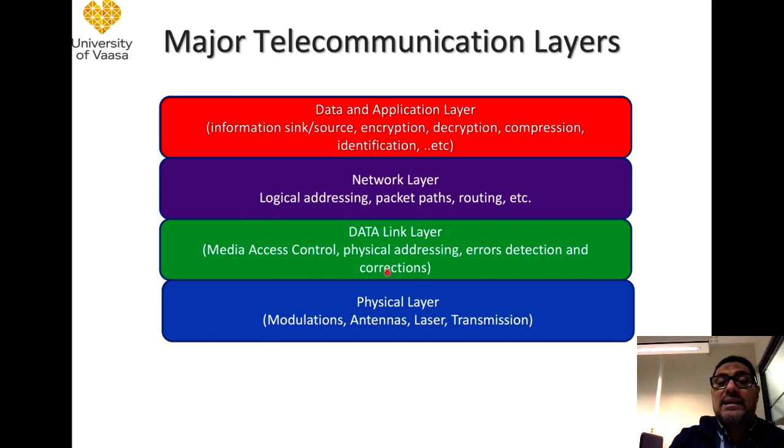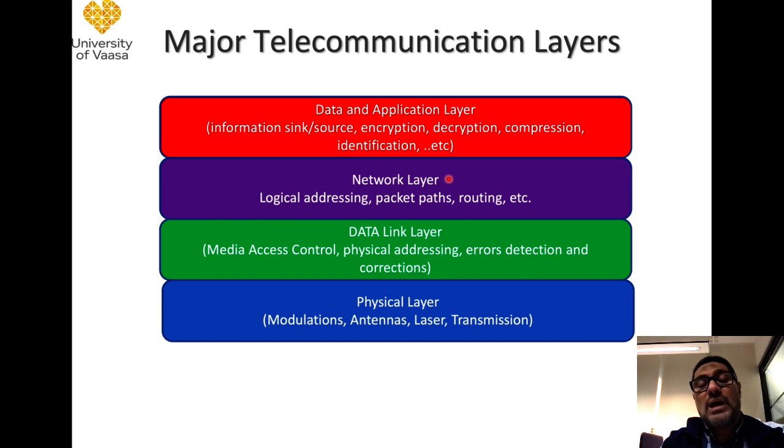And then the second layer is the data link layer, where we have the media access control, which is responsible for making the communication between every two terminals inside the network successful. Then there is the physical addressing of the data, because sometimes we have a lot of receivers, but the data is going to only one terminal, so we have an address here. So the physical address is given in the data link layer. We also have the error detection and error correction in the data link layer.